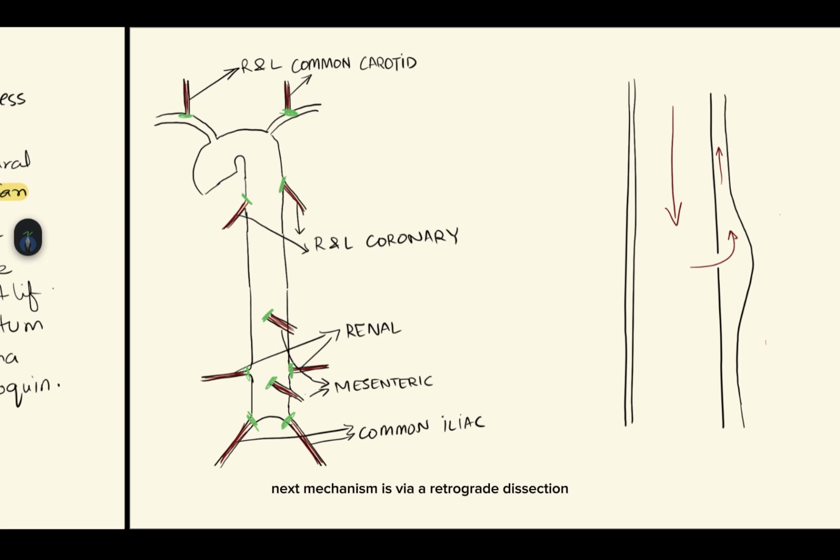Next mechanism is via retrograde dissection. So this false lumen propagates back, goes all the way back to the aortic root. Over there it ruptures into the pericardial space, leading to hemopericardium and then leading to a tamponade.